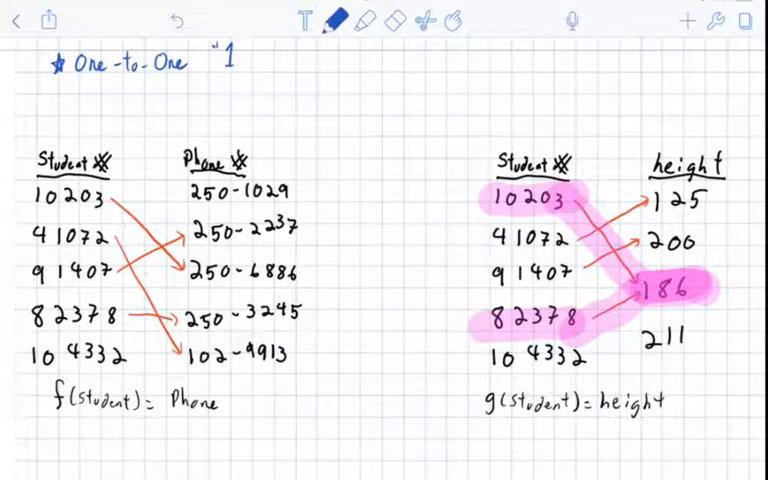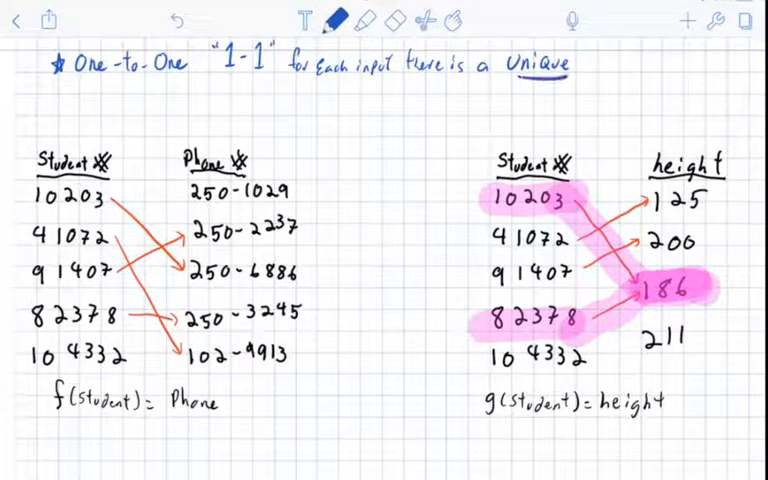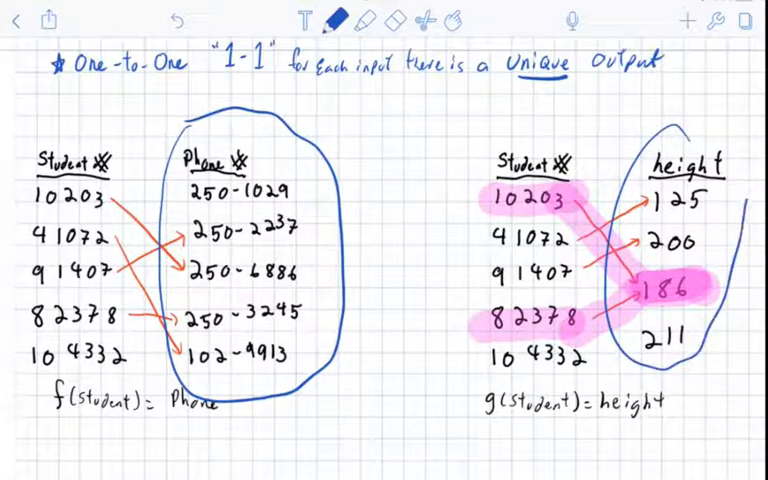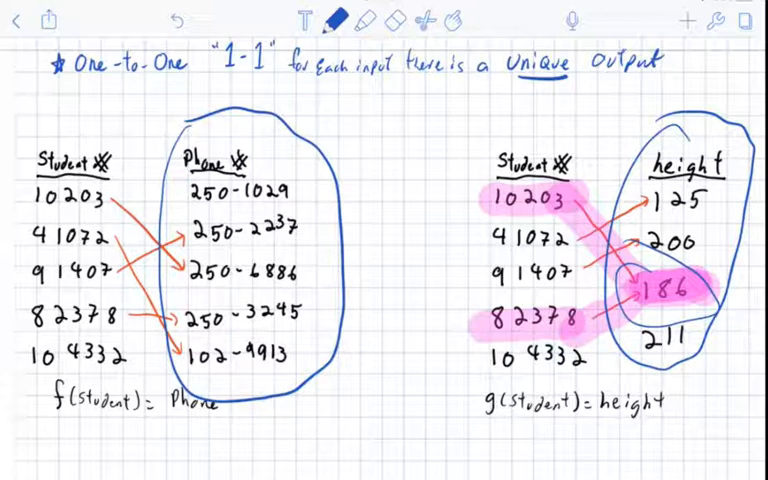One, two, one. Okay? For each input, there is a unique output. Two inputs don't share an output. That's what one-to-one means, right? And so you see that in this case, it's one-to-one. And in this case, two inputs share an output. There's one term in here where more than one arrow ends at that place.